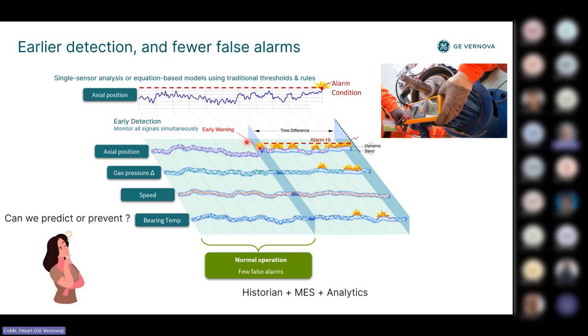So if you look at what we're showing here on this lower set of trends, we've got maybe an early warning indication with this axial position that was somewhere in this area on this chart.